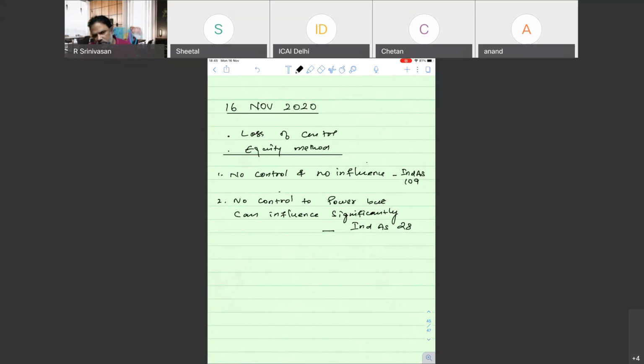So these two key things we have to understand: no control, no influence. Just you have invested, Ind AS 109 has to be applied. That is just like any other investment, and you are not interested in the control of another entity. No control or power, but can influence significantly, then we will be applying Ind AS 28. This can happen only in case of joint venture and joint association. Okay, right, proceed. Go for this problem.